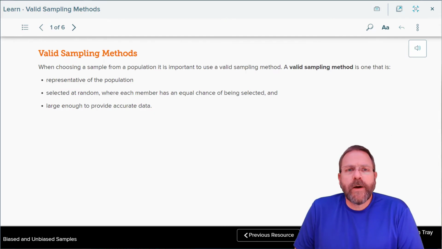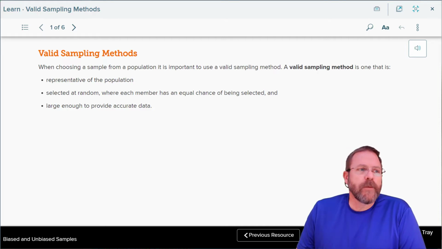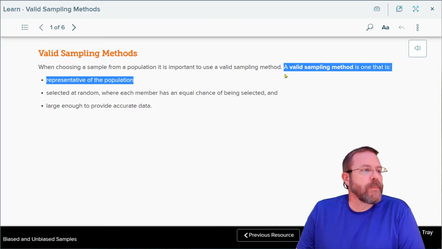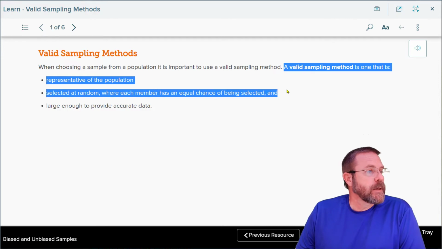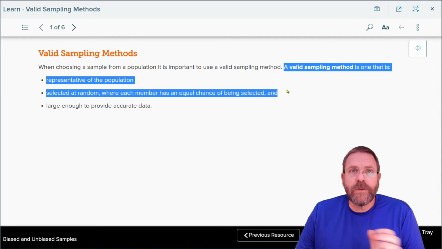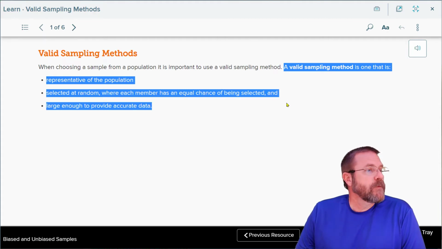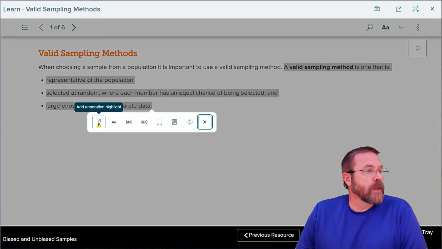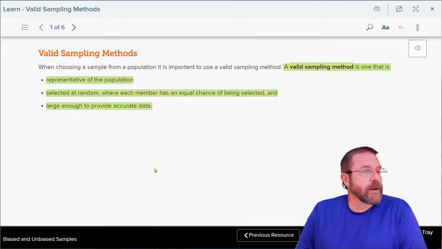Next, we need to talk about valid sampling methods. When choosing a sample from a population, it's important to use a valid sampling method. A valid sampling method is one that has all three of these. First, it is representative of the entire population. Second, it is selected at random where each member has an equal chance of being selected. And finally, it is large enough to select the accurate data. So the randomness is very important.